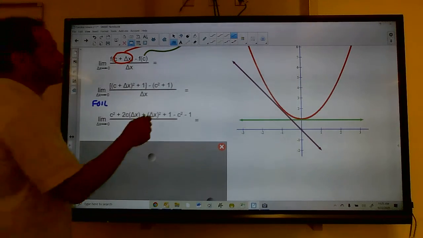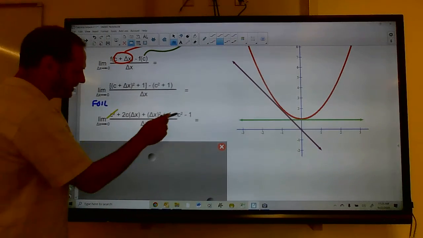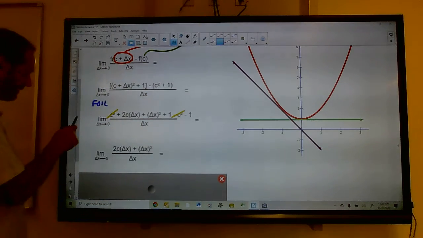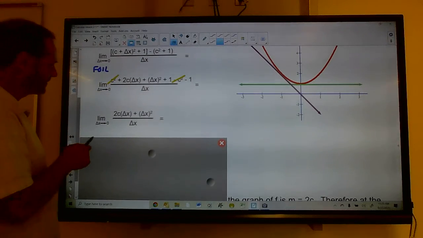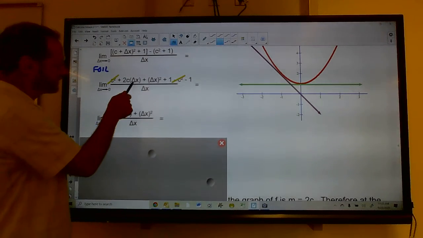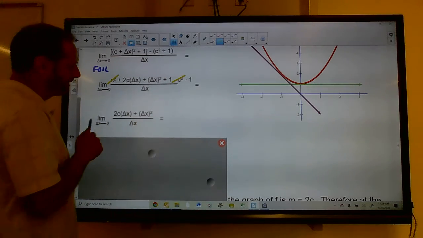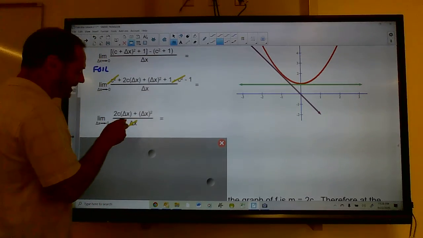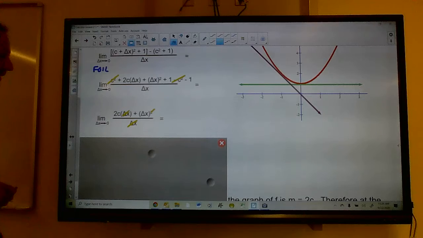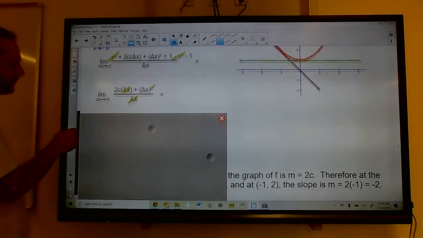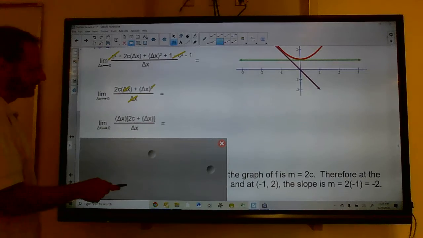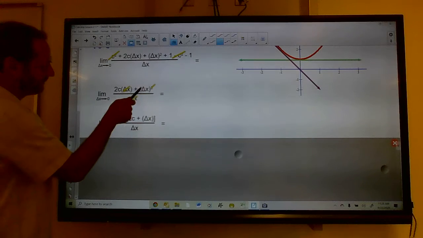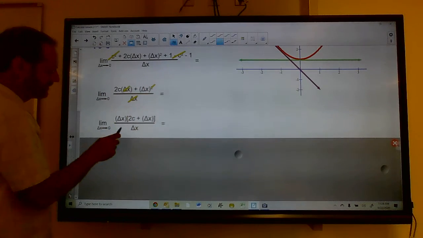And now it's just a little bit of algebra. So if you look here, I got a c squared and a minus c squared. That goes away. And I'm left with this: the limit as delta x goes to 0 of 2c delta x plus delta x squared, divided by delta x. Now, both of these have a delta x, so again, I can cancel. So I took a step here and I factored out the delta x, and then I canceled it.